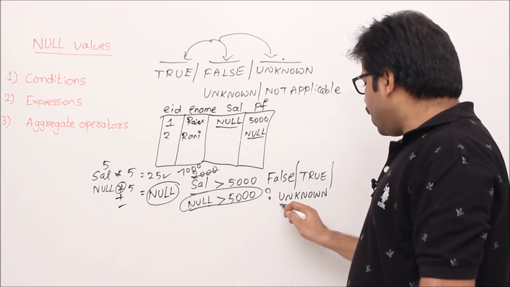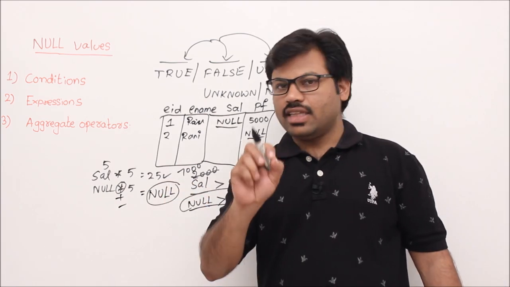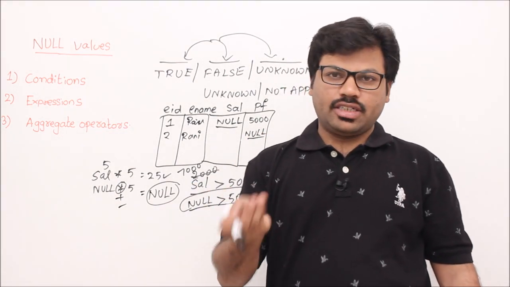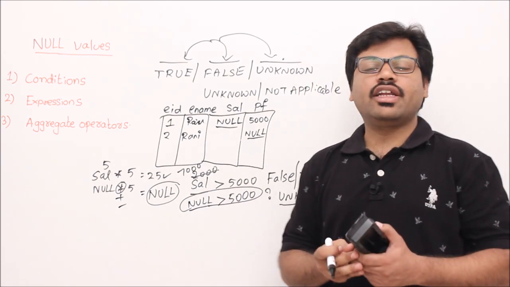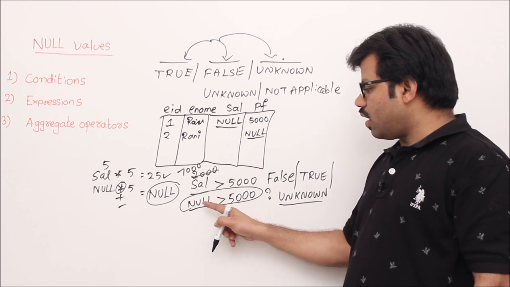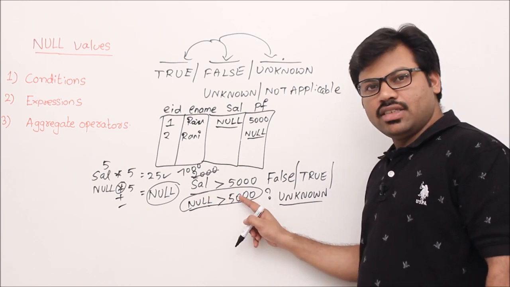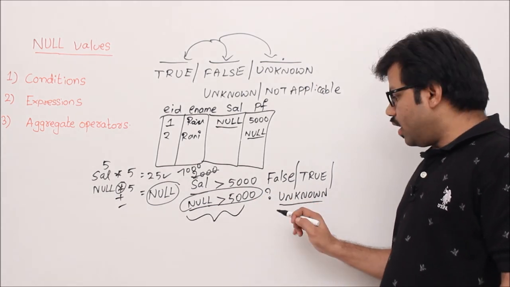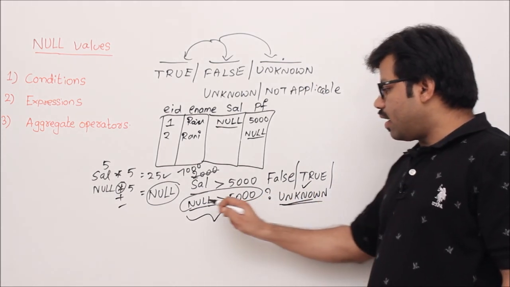Sir, I am confused between unknown and null. Null is a value. Unknown is a logical element. It is because of the null values. For example, when null values are used in comparisons, the truth value will become unknown. So here the truth value is unknown, but null is a value.